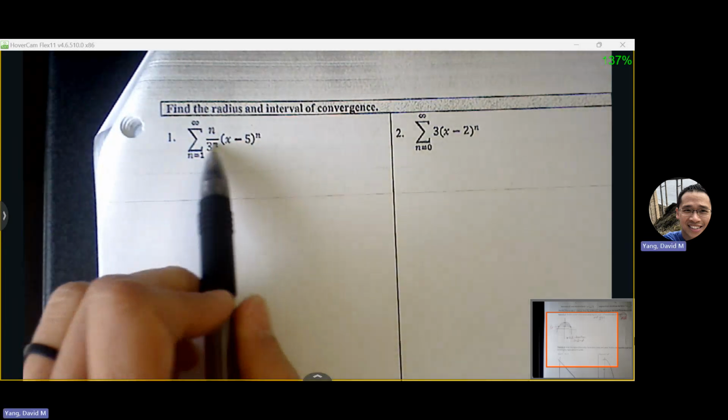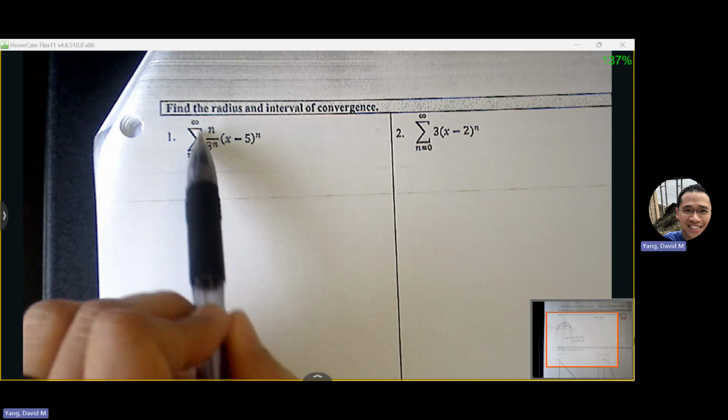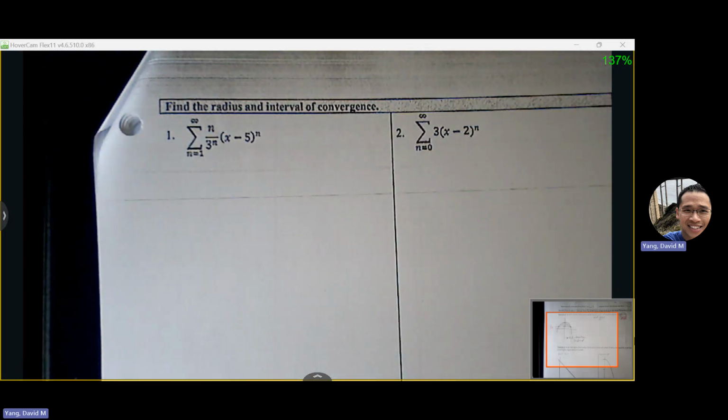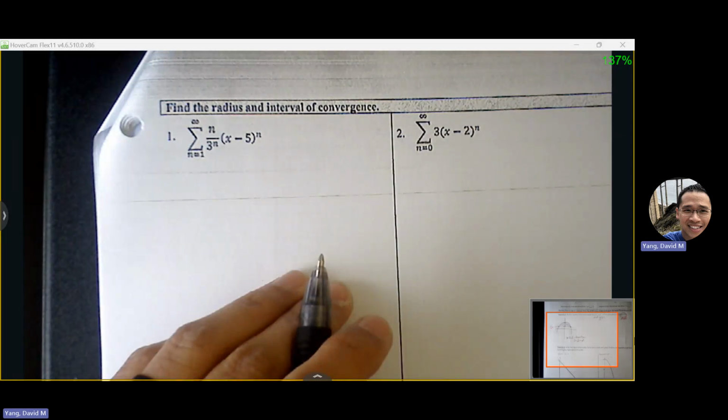So we have a power series here. We want to know where this power series is going to converge. Where is this power series going to actually have an actual sum?